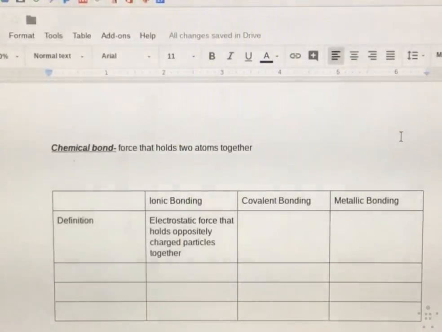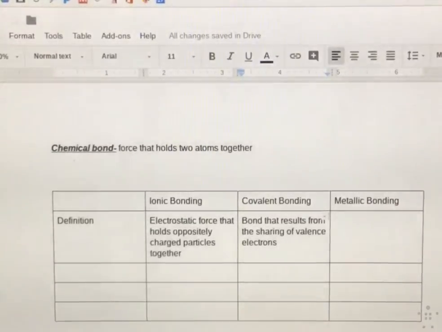Okay, so that's the definition of ionic bond, but what I'm going to do is kind of take you through it and show you what's actually going on. Now, most of today's video is going to be over ionic bonding, but I wanted to go ahead and give you the definitions of all three so that you could compare and contrast. So a covalent bond is one that results from the sharing of valence electrons. So in ionic bonding, we're going to have oppositely charged particles sticking together. A covalent bond is when two atoms are going to share electrons together.